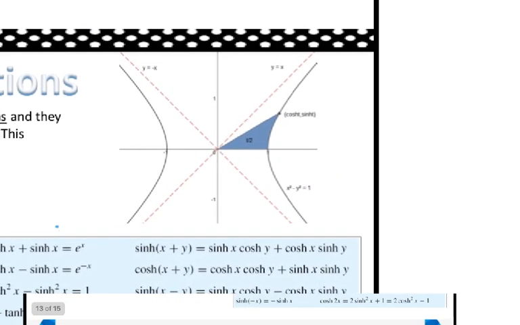Just briefly, this is where the values come from. They're called hyperbolic functions because they come from a hyperbola. That's where they come from, and that's why they're called hyperbolic functions. All right, any questions on the overview before we do some examples?